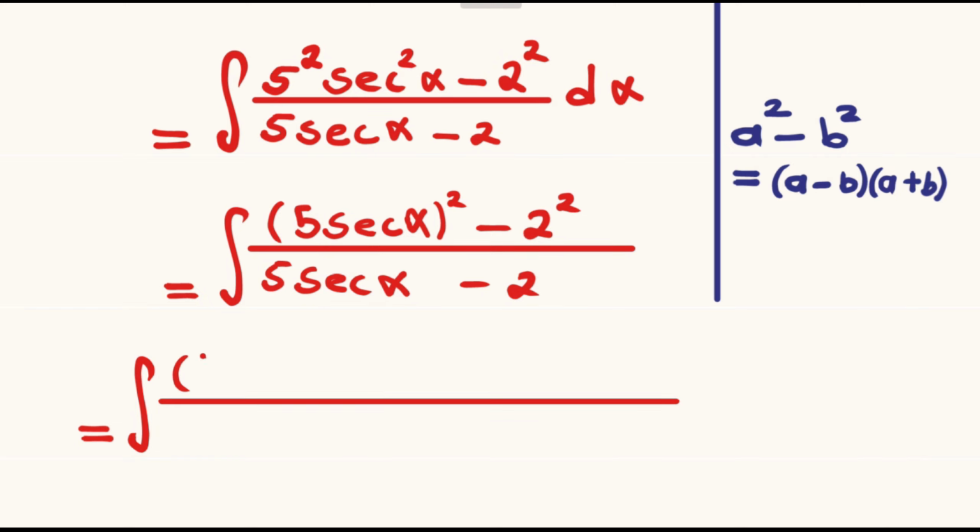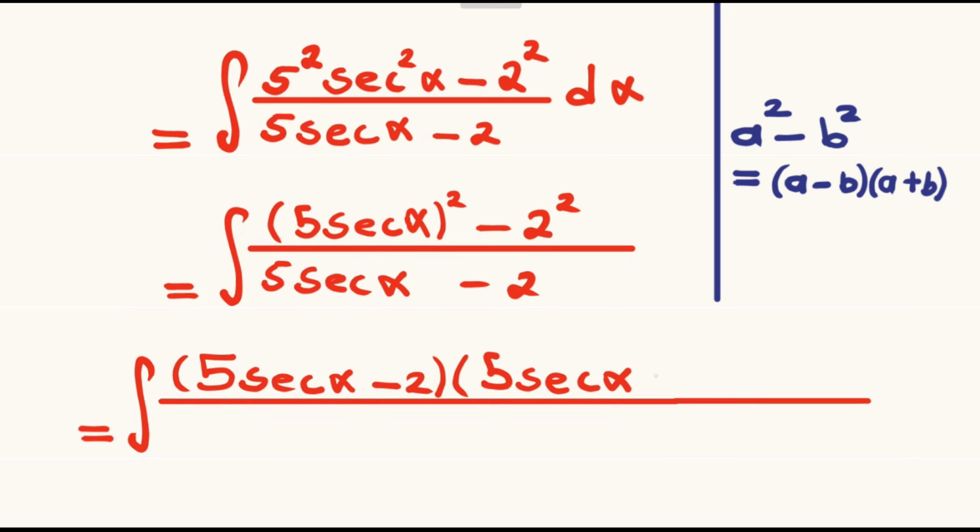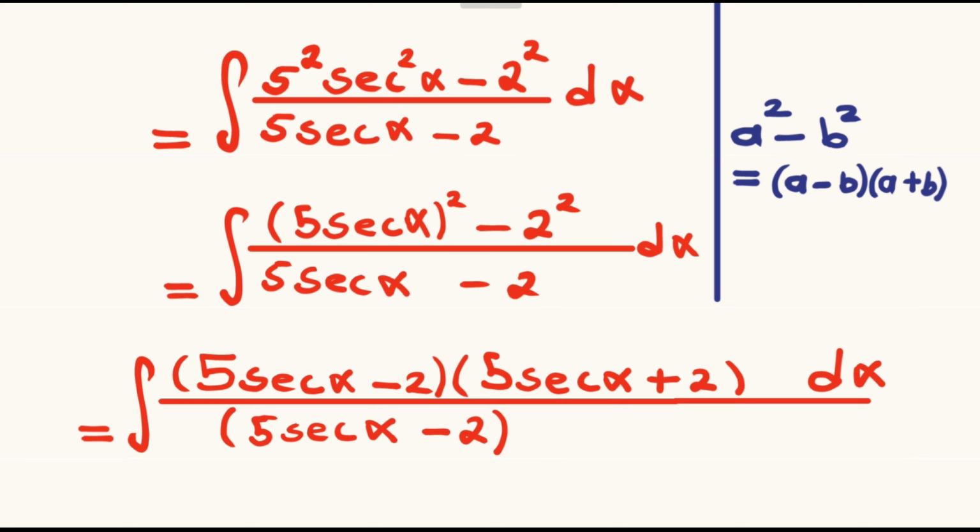into 5 multiplied by sec alpha minus 2 multiplied by 5 sec alpha plus 2 divided by the 5 sec alpha minus 2. Okay, I forgot the d alpha there, so we have the d alpha. Even here, let's have the d alpha.